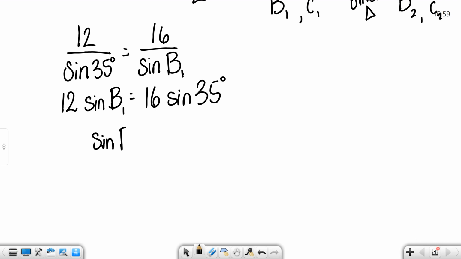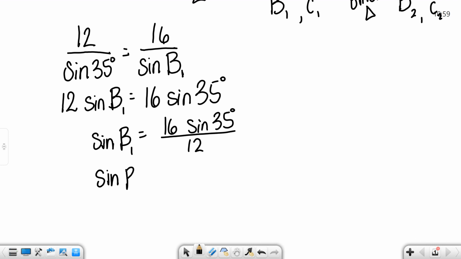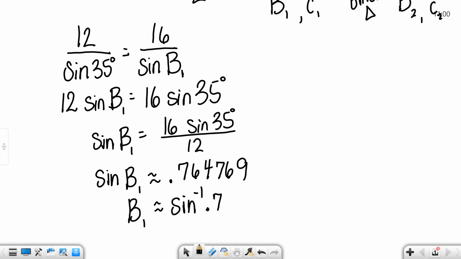Divide both sides by 12. Then you can get a decimal in your calculator for that right-hand side, and you get 0.7647669. I just like to carry it out several places. Now to find angle B, I am going to do the inverse sine of that decimal. So my first angle B, rounded to the nearest whole number again, is 50 degrees. Awesome.